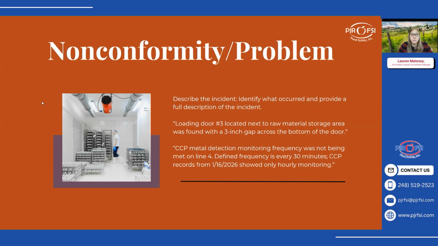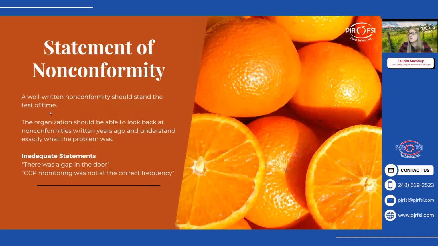They tell you what was identified, where it was identified, and refer to specific objective evidence that was seen. Those statements of nonconformities should stand the test over time so that when you go back to those in 10, 20 days, you can easily understand what that nonconformity was and be able to identify what the problem was.